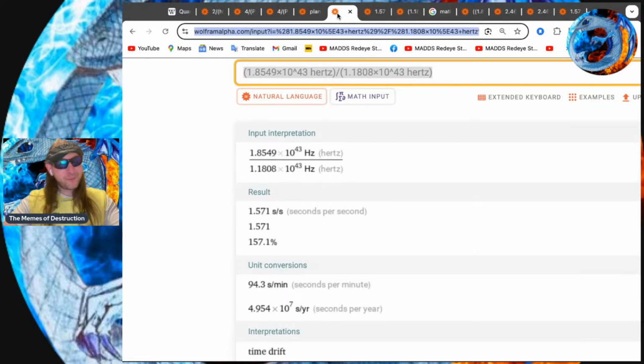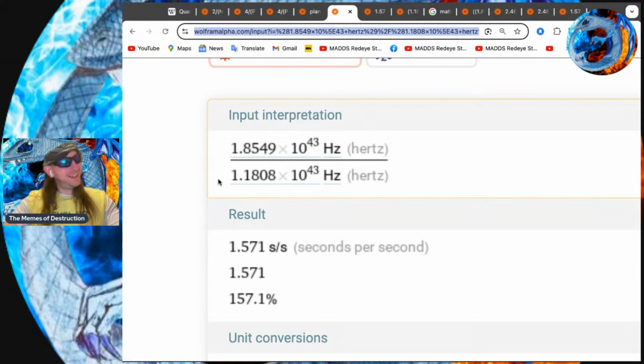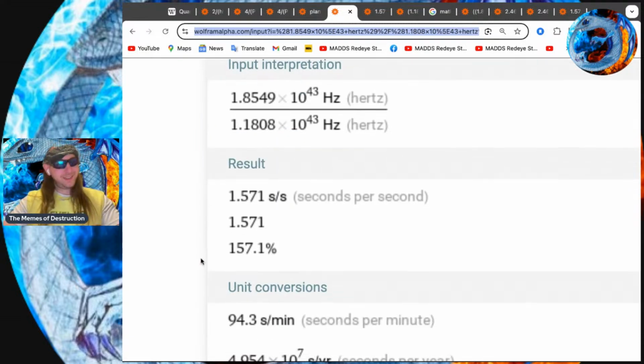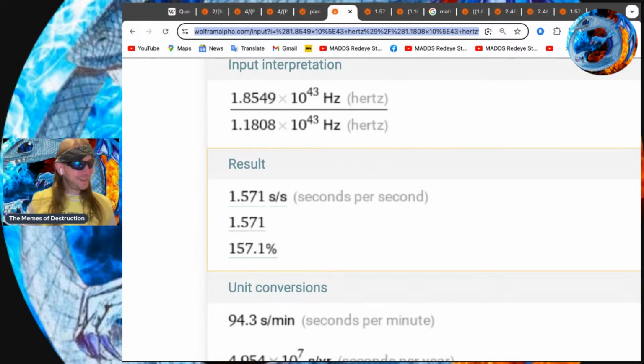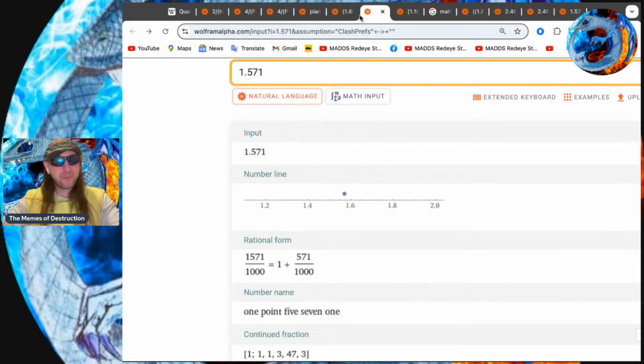All right. So let's divide those. We got the Planck frequency, and then that frequency that popped out. Well, that seems like a manageable number. It's not like 10 to the 43. It's 1.571. And again, it's truncated because we have 5 digits going in, so we can only have so much there. We'll get into that. I may have jumped ahead a wee bit.